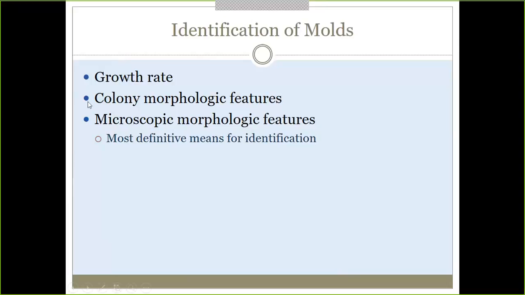Once we do grow it out, we do take in the colony morphology, just like we did with bacteria. We're looking at the color, we're looking at the size, and in this case with molds, especially texture. So all of that is written down and taken into account. And again, the best way to diagnose and identify is through the microscope. We need to see what it looks like under the microscope, and that is how we determine what it is.